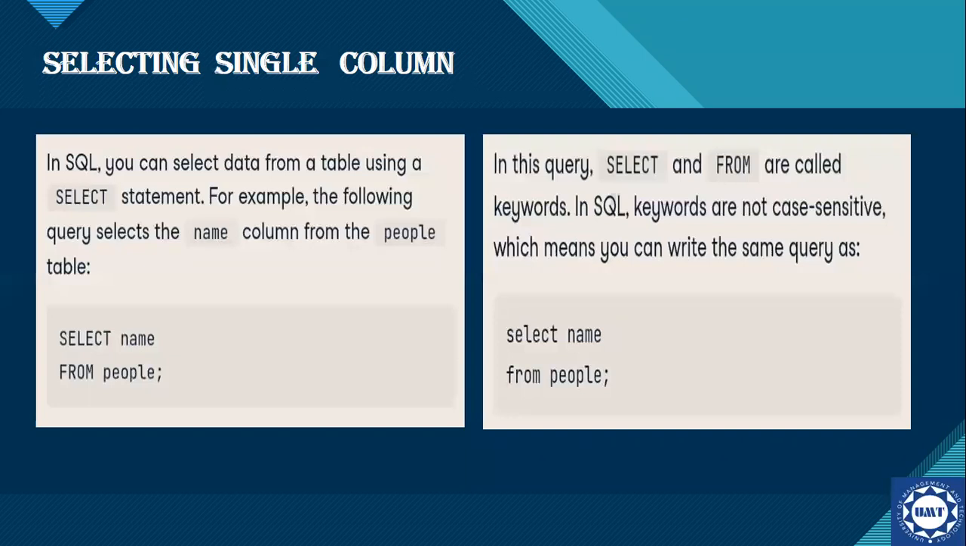Then selecting a single column. In SQL, you can select data from a table using a select statement. For example, in the following query, you can see this query selects the name column from the people table. In this query, the words select and from are called keywords. In SQL, keywords are not case sensitive. It means you can type select and from in uppercase letters or in lowercase letters. So it doesn't matter in which form you type select and from.